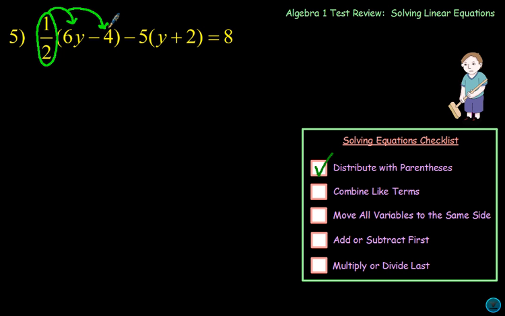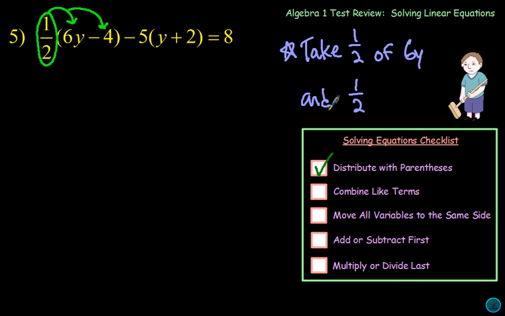And then you're like, I've never been good with fractions. I'm not sure about all this. Well, all that means is that if you're multiplying by 1/2, all you're really doing is taking half of that. Let's make a little note over here to the side. So all we're going to do is take half of 6y and half of -4. That's all that means, right?